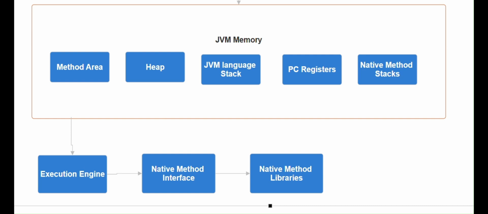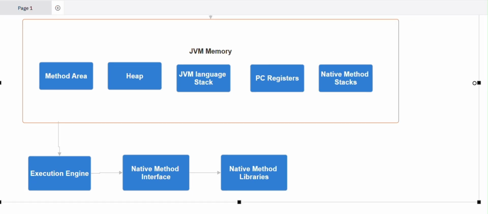Hello everyone. Today let's discuss the remaining part about the JVM architecture. Here the next parts come: JVM memory, the execution engine, native method interface, and native method libraries. First, let's look at the JVM memory.